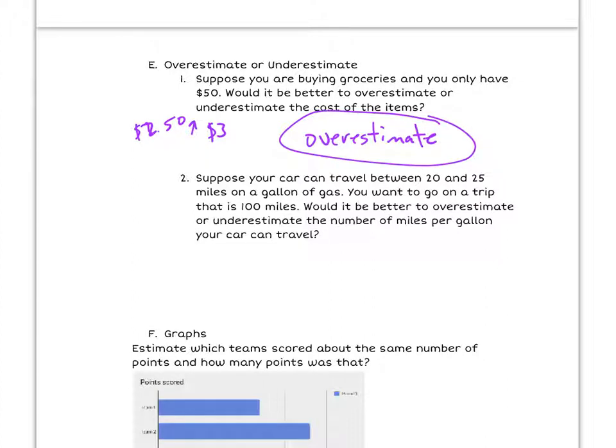Okay? So we want to pick the one that's going to get us there, right? So if I said my car gets 25 miles to the gallon, so I put 4 gallons of gas in my car, right? 25, 50, 75, 100. What if I only get 20? Am I going to get there? No, you need to underestimate. Yeah, so this one we want to underestimate. I'm going to underestimate so that we can get there. Because that 25 miles to the gallon, if we get it, great. But if we don't, we're not going to make it. Okay?